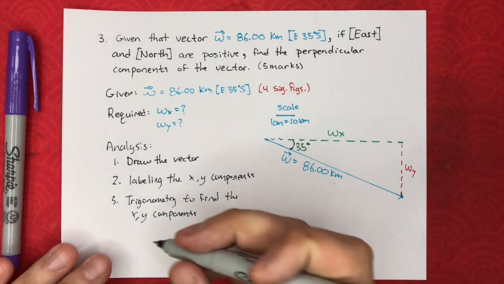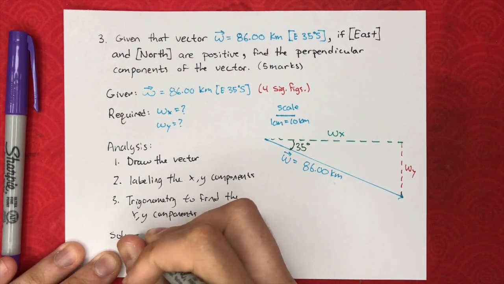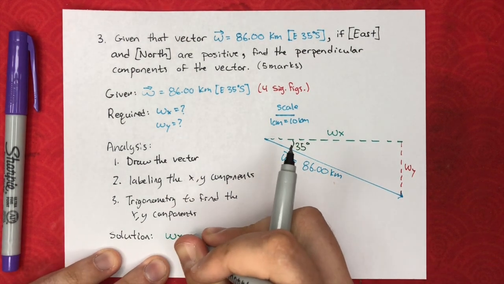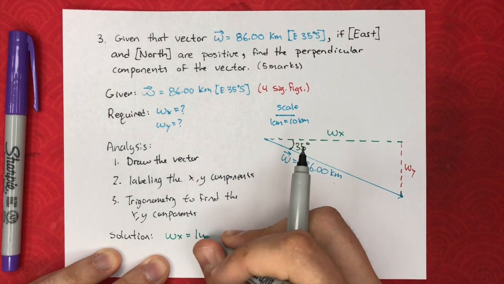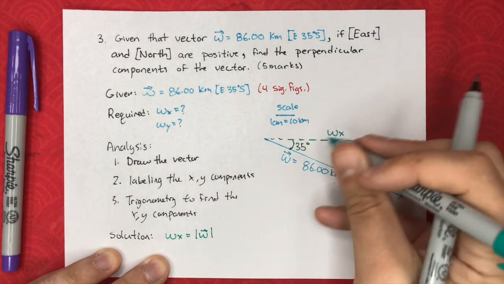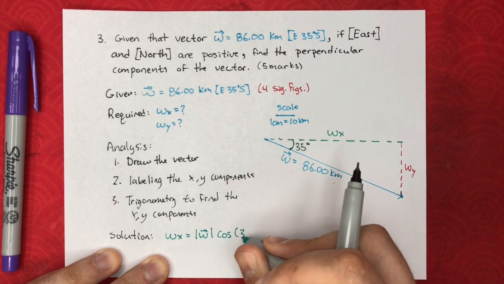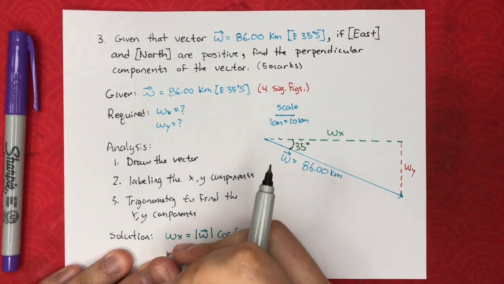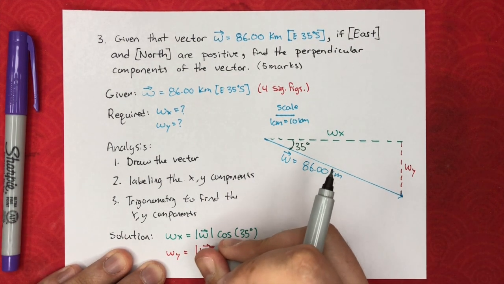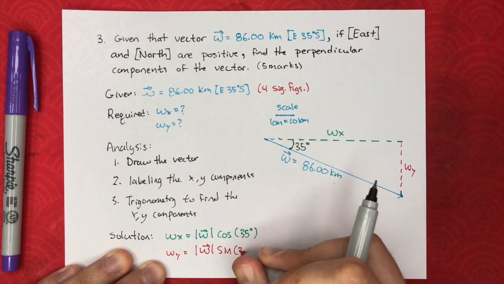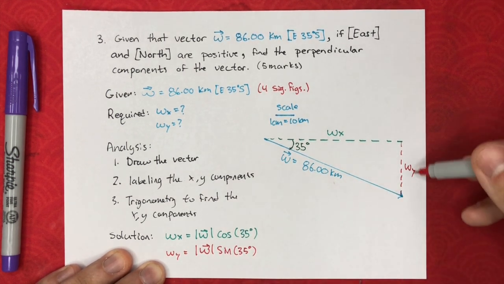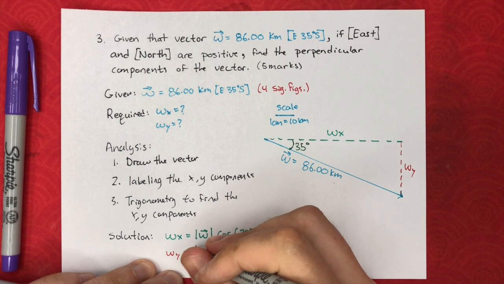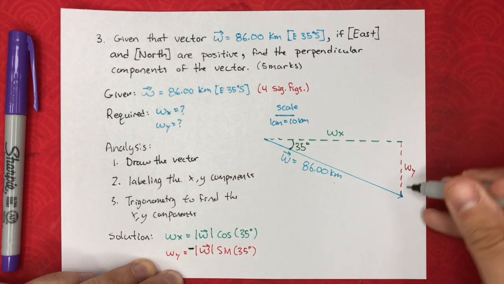So the next thing we need to do is write our solution step. Well, we can use the equation that Wx is equal to the length of W multiplied by the cosine of 35 degrees. And we're going to find Wy, which is going to be equal to the length of W times the sine of 35 degrees. But we just have to be careful because Wy is pointing downwards, so I'm going to put a negative sign in front here. This just shows that Wy is pointing down in this direction.